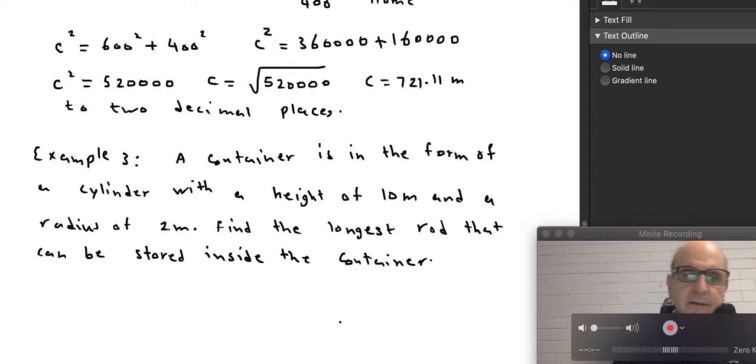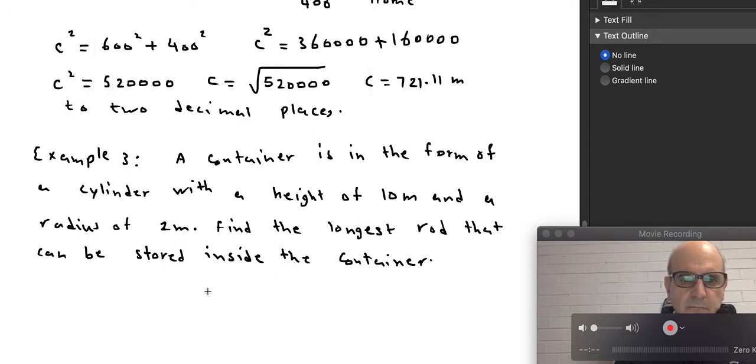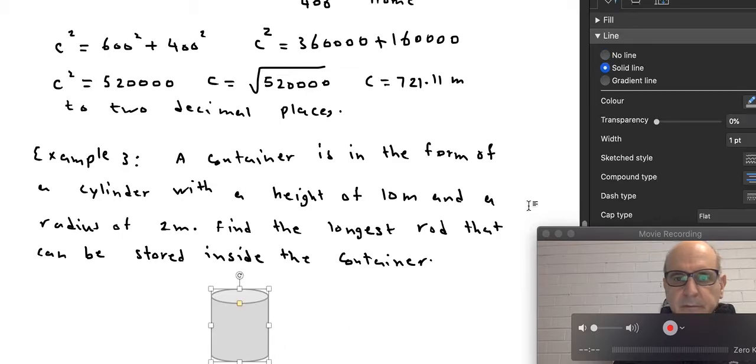All right. So what we have is a cylinder here. That's the cylinder.